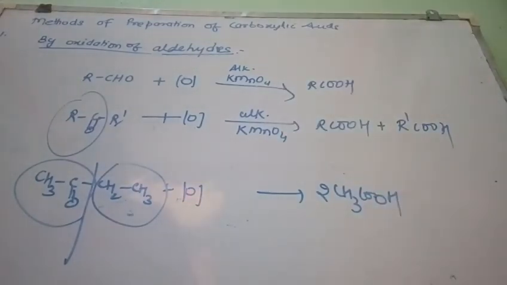Okay. So aldehydes and ketones on oxidation will give you carboxylic acid. Aldehydes will give you carboxylic acid with the same number of carbon atoms, whereas ketones will give you carboxylic acid with a lesser number of carbon atoms.